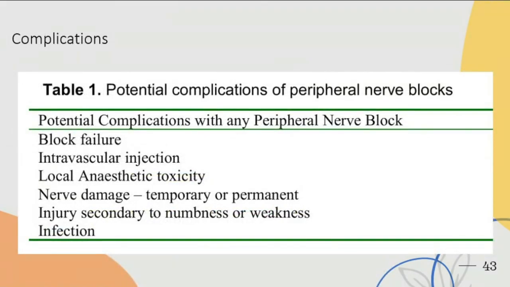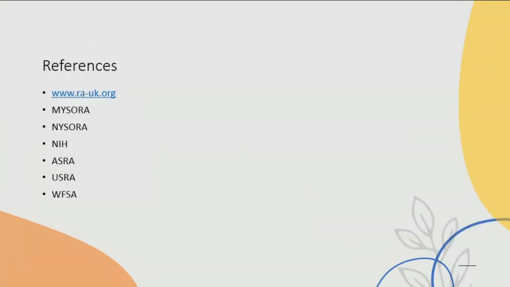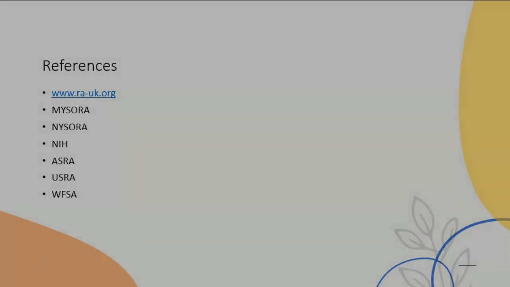So this is one of my last slides. These are general complications of all peripheral nerve blocks. Your block can fail. You can aspirate intravascularly. You can have LAST. You can have nerve damage, which can be temporary or permanent. And you can have injury secondary to numbness or weakness, or infection. This is just general complications, and I think that's about it. That's all. Any questions you want to ask?